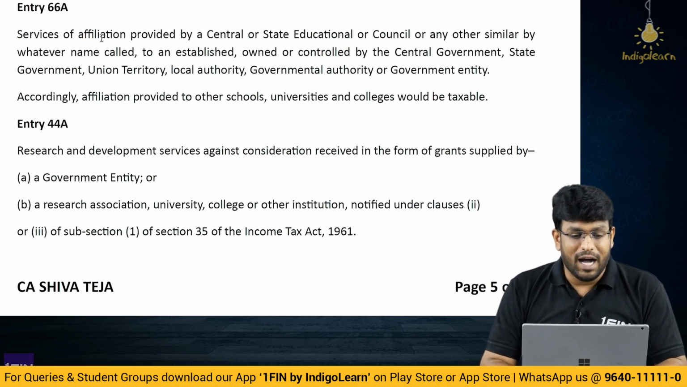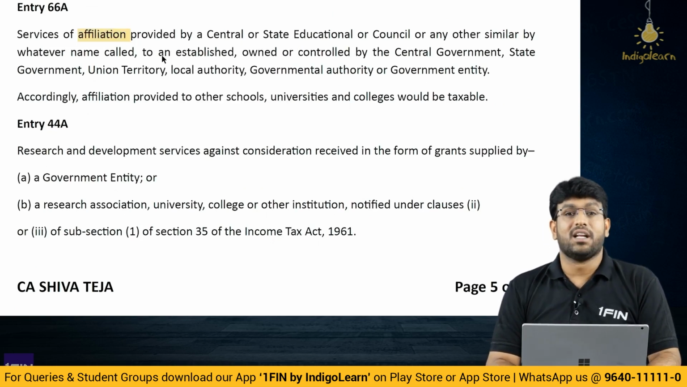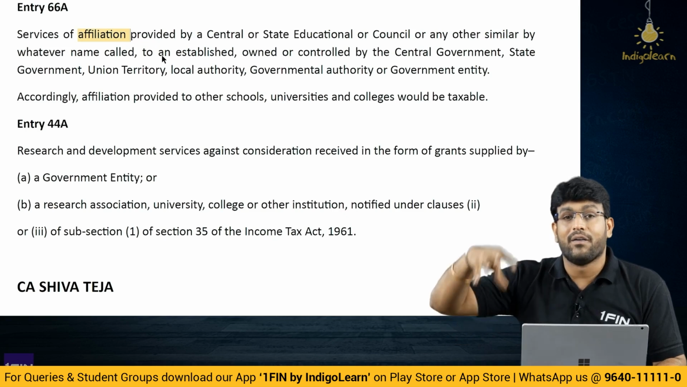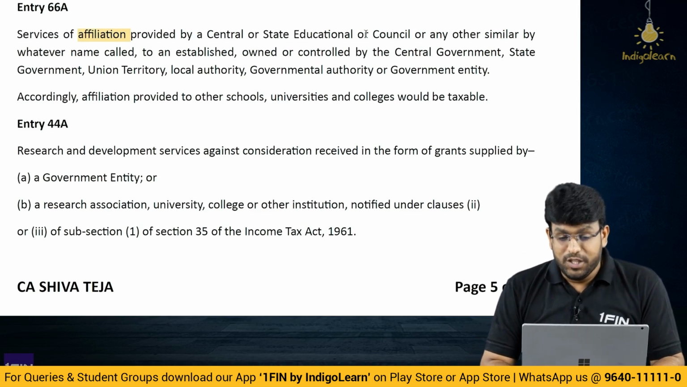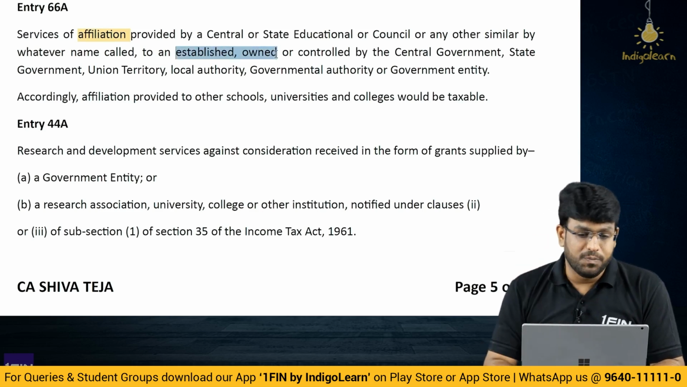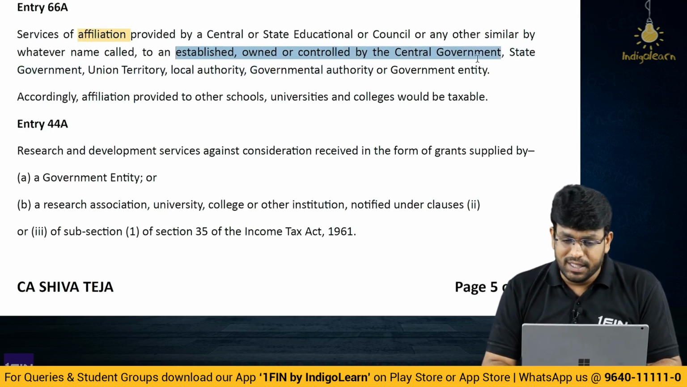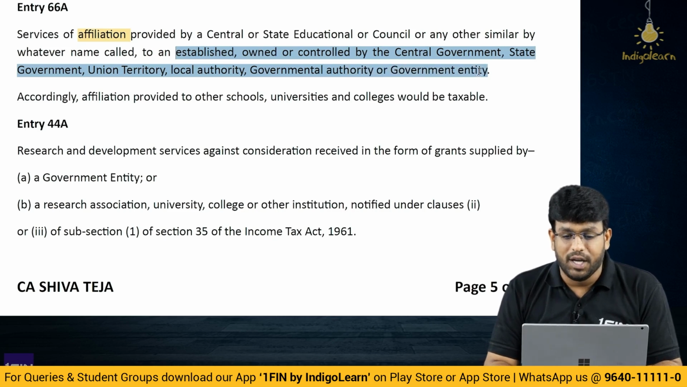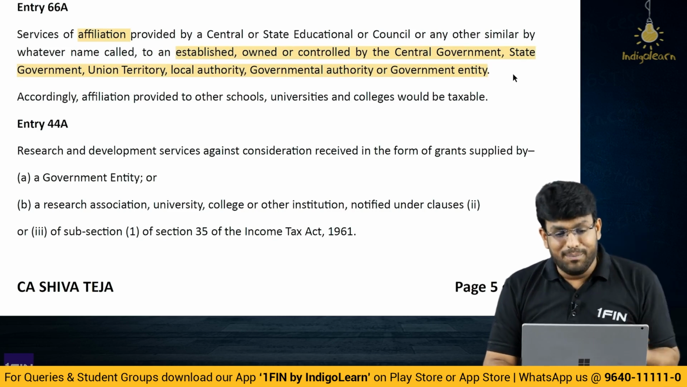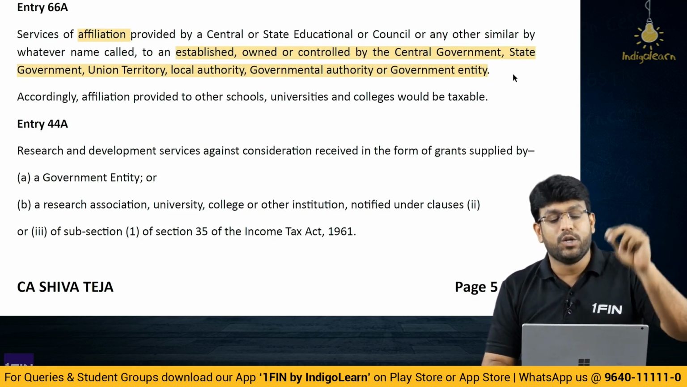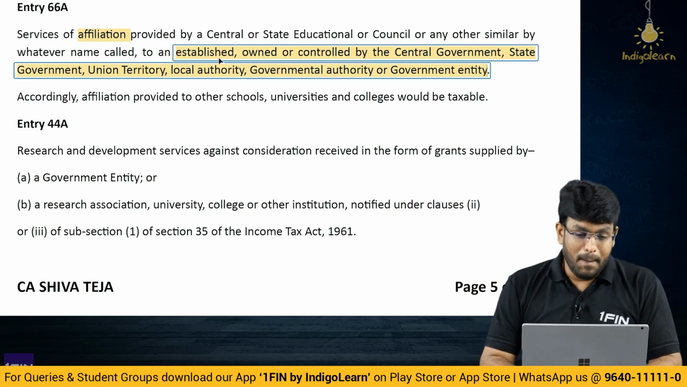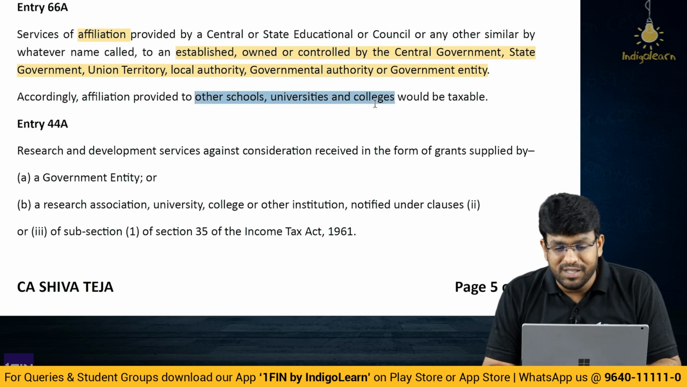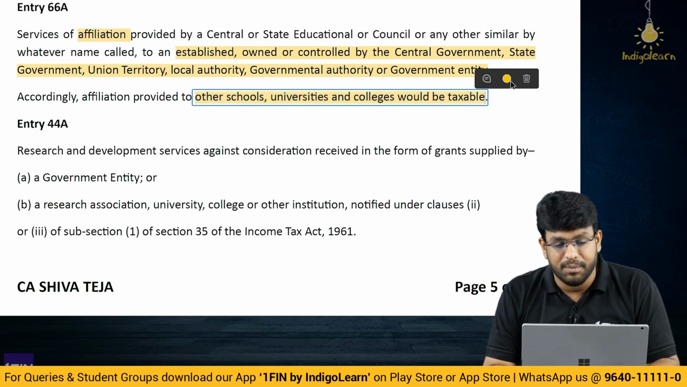Next. Service of affiliation. Affiliation is nothing but recognition, which is generally given for some schools or colleges by government recognized universities or associations. See now, affiliation provided by central or state educational council or any other similar body by whatever name called to an establishment owned or controlled by central government, state government, union territory, local authority, governmental authority or government entity. I repeat once again, to an establishment owned or controlled by central government, state government, union territory, local authority, governmental authority or government entity. So if service is given to these people, then only it is exempt. But if affiliation service is given to other schools, universities, colleges, then that will definitely become taxable.